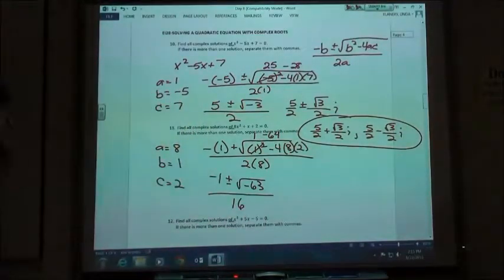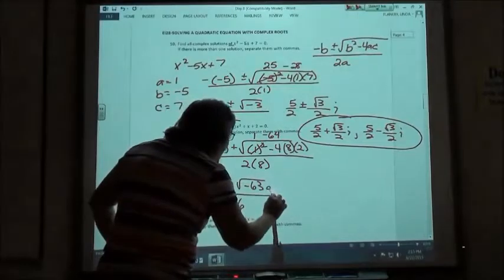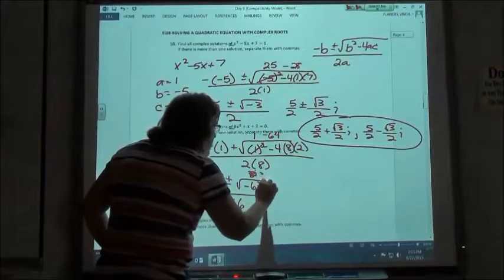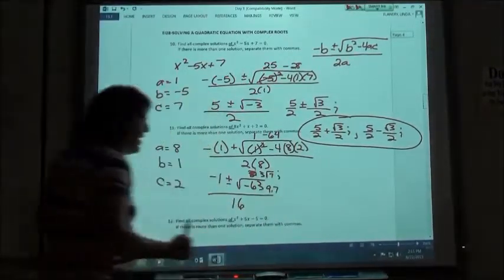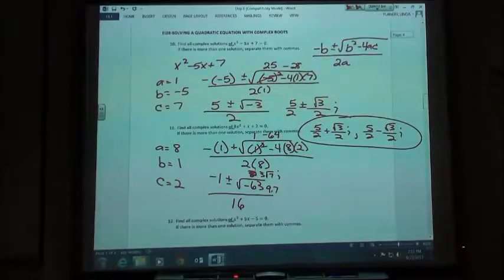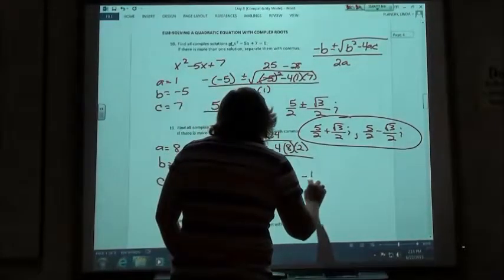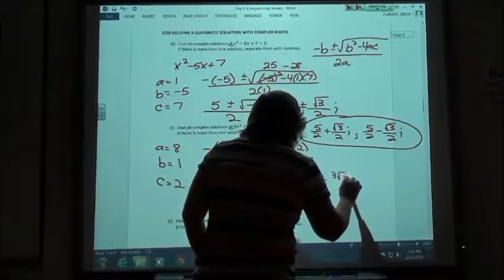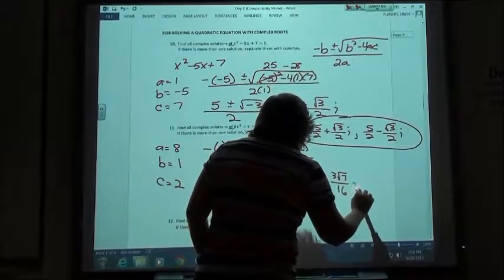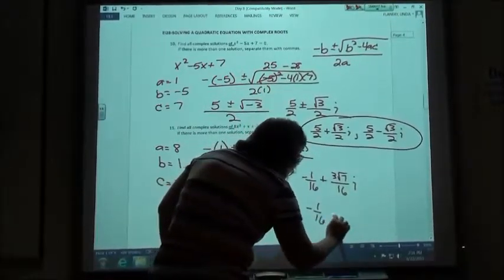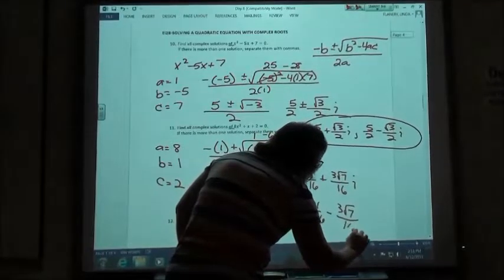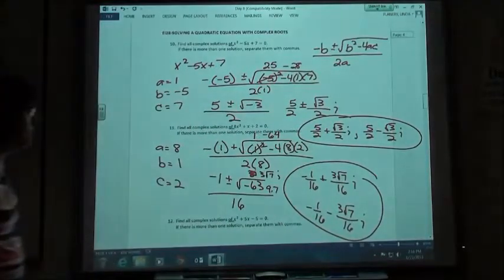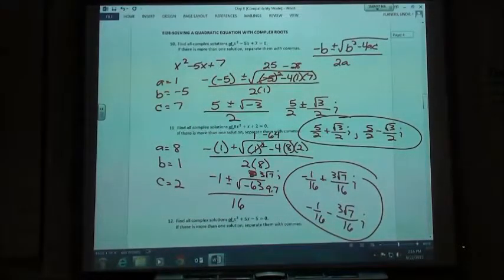So simplifying this, 63 is 9 times 7, I'm going to have 3i, or I'm going to put it this way, 3 square root of 7i then, right? And so I'm going to have negative 1/16 plus 3 square root of 7 over 16i, and negative 1/16 minus 3 square root of 7 over 16i, if I put them in standard form.